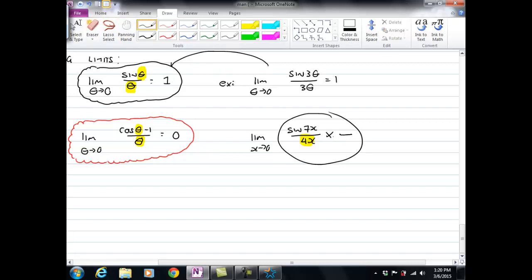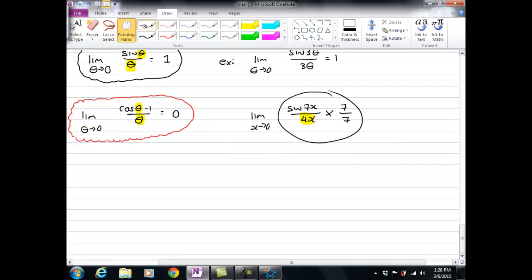Oh, you want it to be 7? What did you say? 7 over 7. Because 7 over 7 is 1. So if I multiply this by 7 over 7, I get a 1. But if I do this, watch what happens. This becomes sine 7x over 7 times 7 over 4x. Really, all I did was swap the two things around. Exact same thing, except I just made it into a format you can actually see.